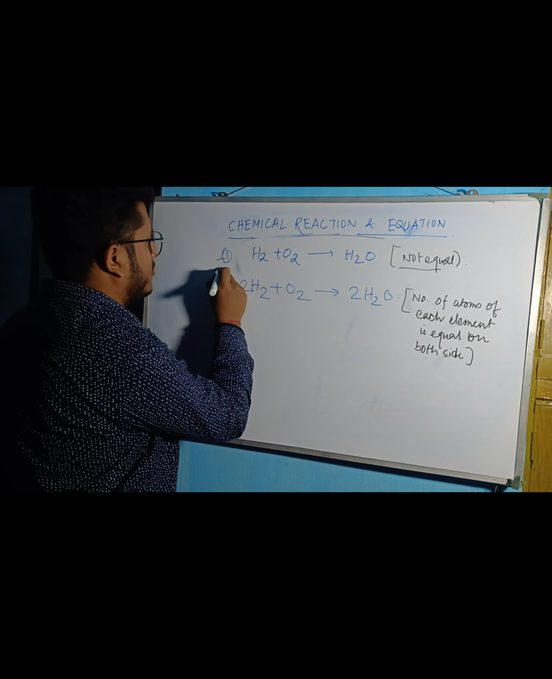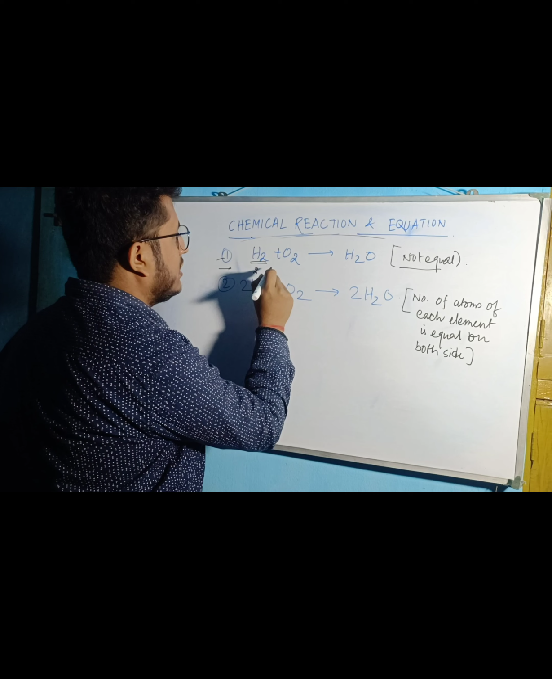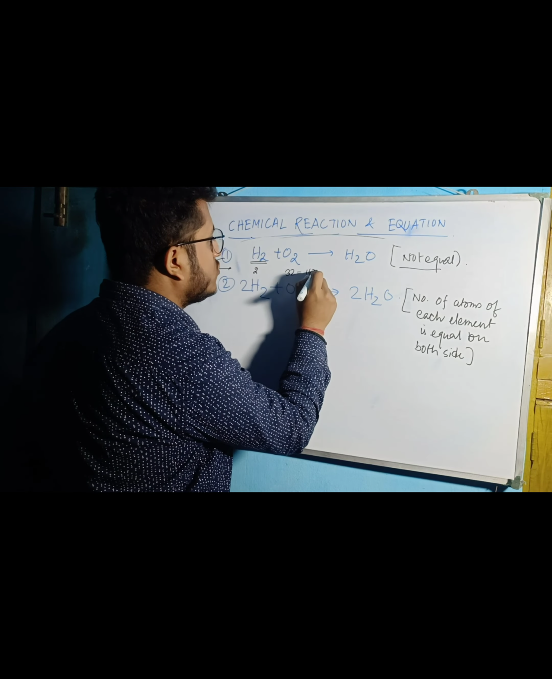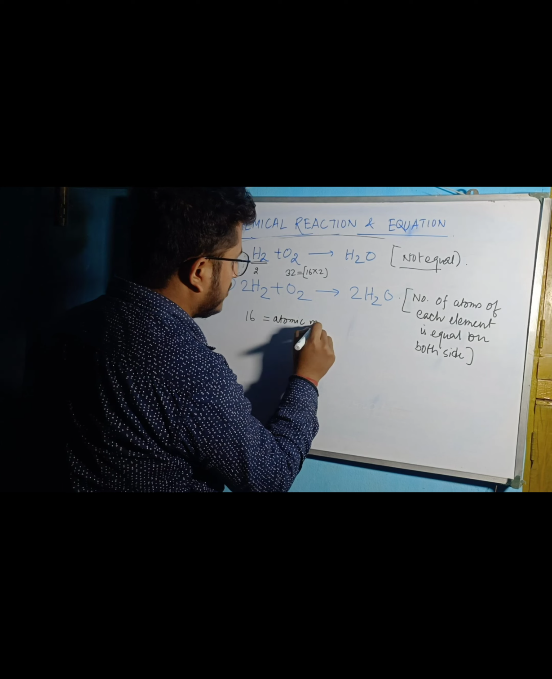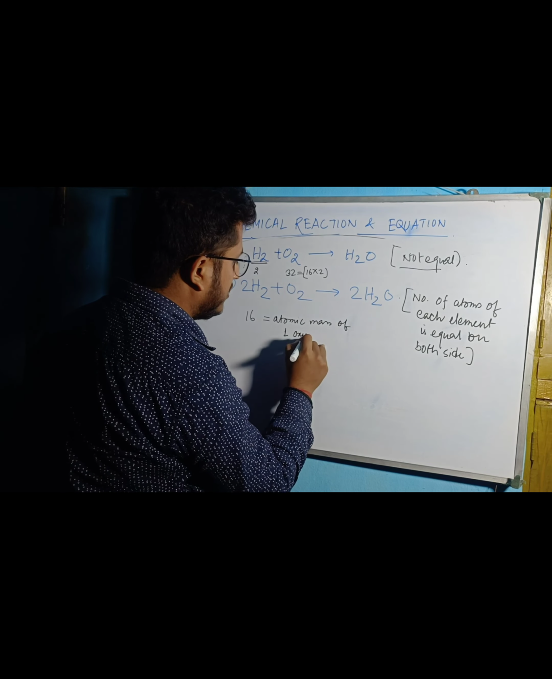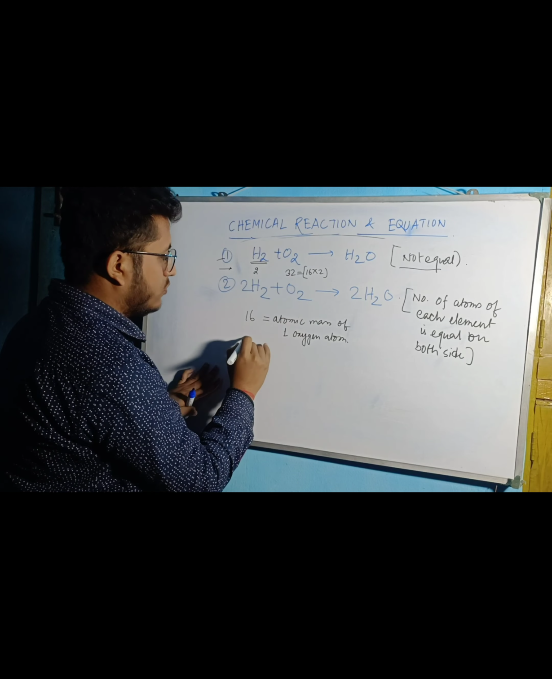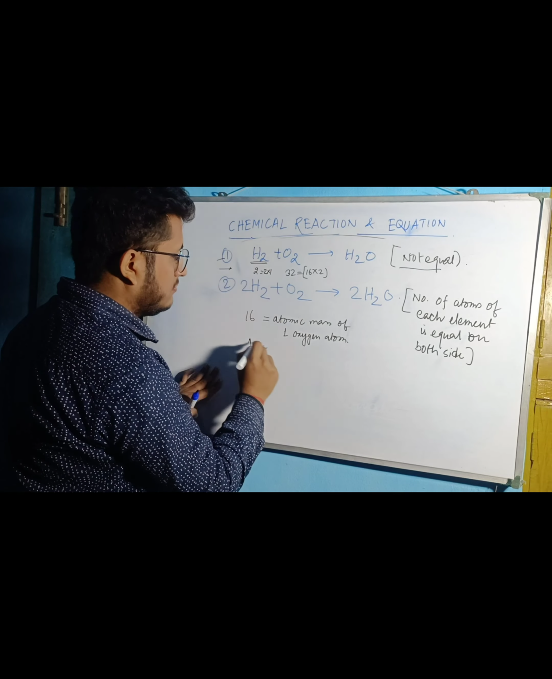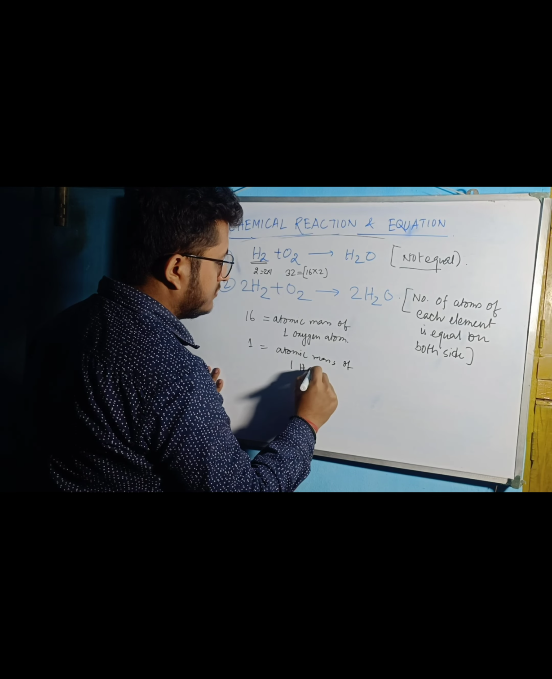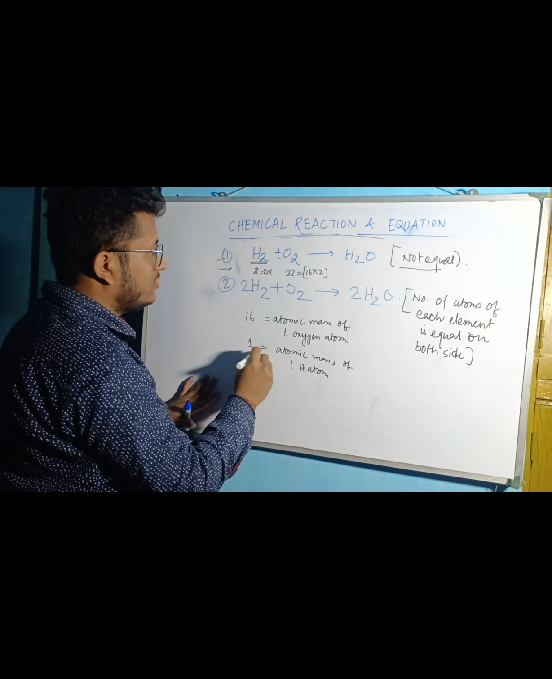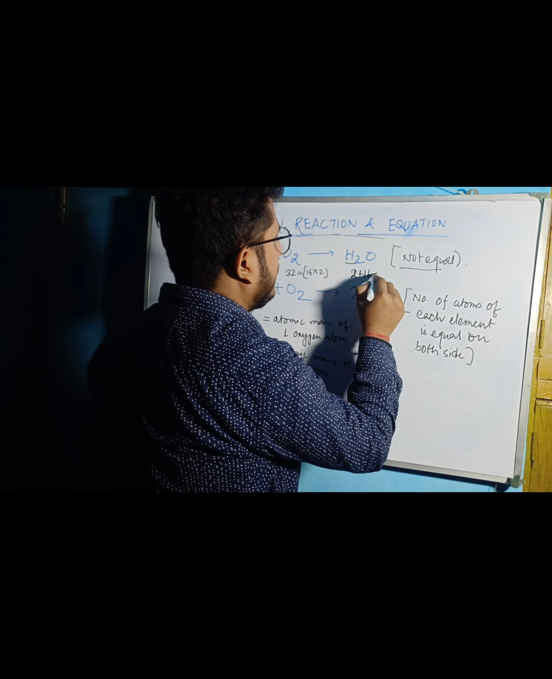Here let's take example number 1. The atomic mass of hydrogen is 2 and of oxygen is 32. How? 16 into 2, because 16 is the atomic mass of one oxygen atom. Here 2 oxygen atoms, so that is equal to 32, and 2 into 1, because 1 is the atomic mass of one hydrogen atom. Here 2 hydrogen atoms are present, so it is 2. Now the molecular mass of water is 2 plus 16, that is 18.